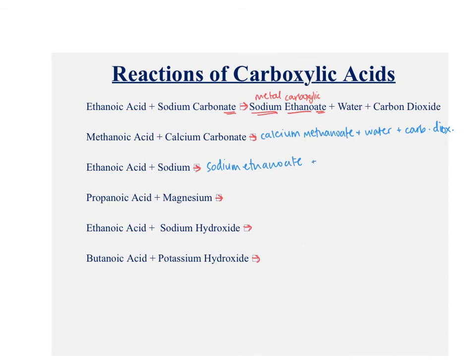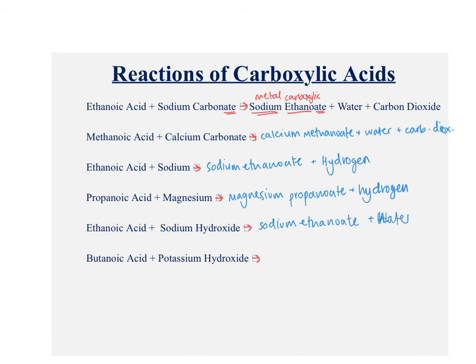And hydrogen. If I'm reacting propanoic acid with magnesium, I'm going to get magnesium propanoate and hydrogen. Ethanoic acid plus sodium hydroxide gives me sodium ethanoate and water. I'll write water because I'm doing the word equations.